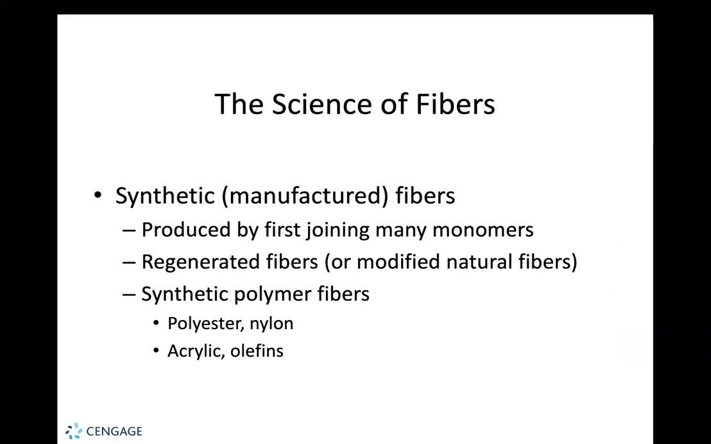Your synthetic or manufactured fibers are produced by joining of many polymers together. They are regenerated fibers or modified natural fibers. And synthetic polymer fibers could be polyester, nylon, acrylic, olefins. If you look at many of your own clothing, you might find some of these things present there.